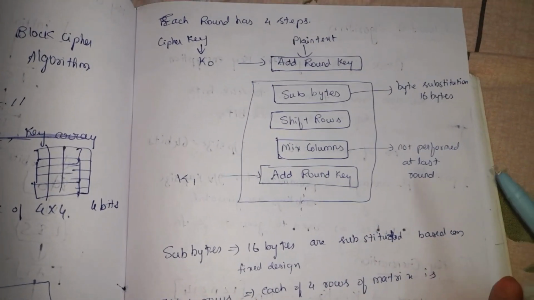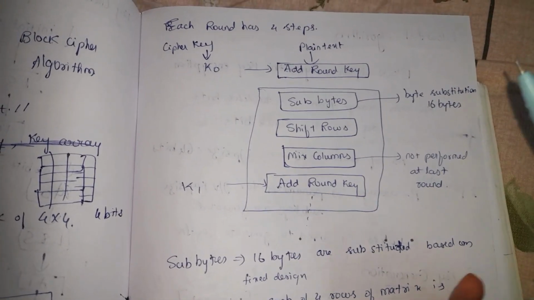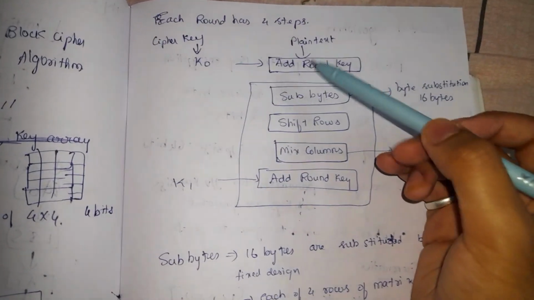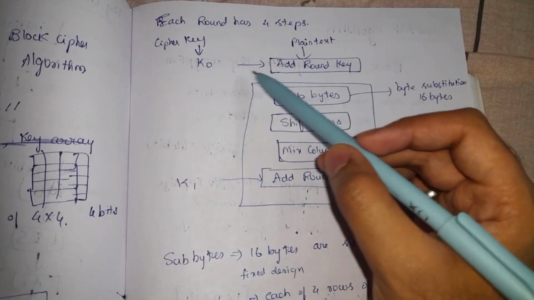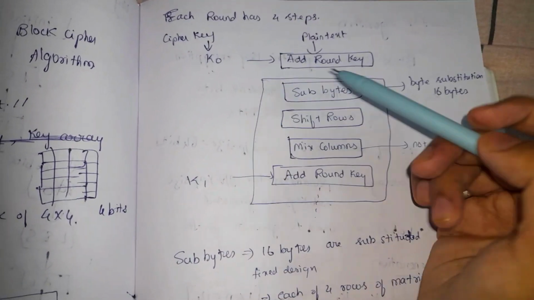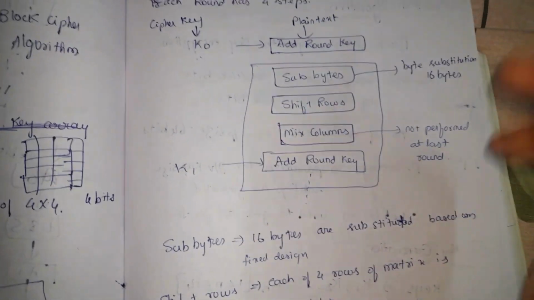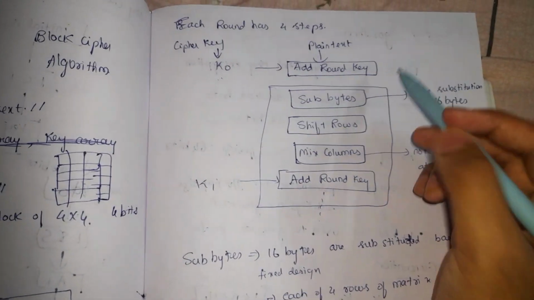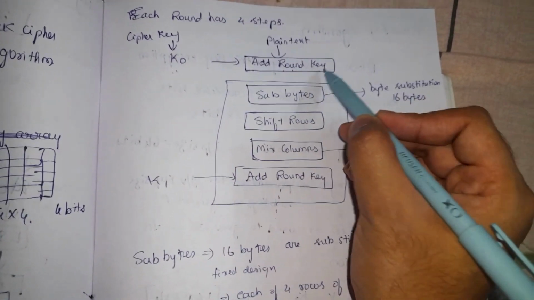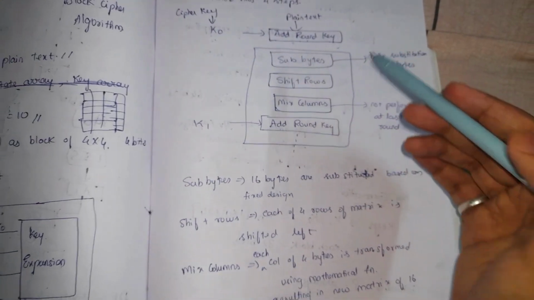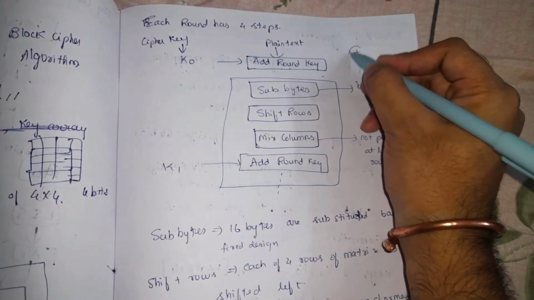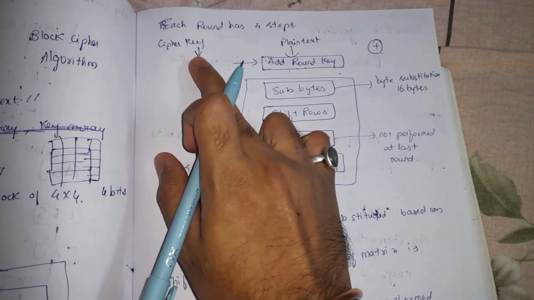Now let's try to understand what happens in each round. In each round, plain text is given, and k0, the cipher key, is given. So we need to perform encryption based on this. How it is performed, let's try to see. The first operation which is performed is add round key. Add round key is simply an XOR operation between the plain text and the key.